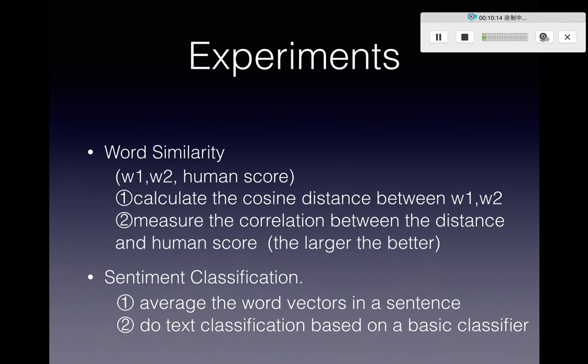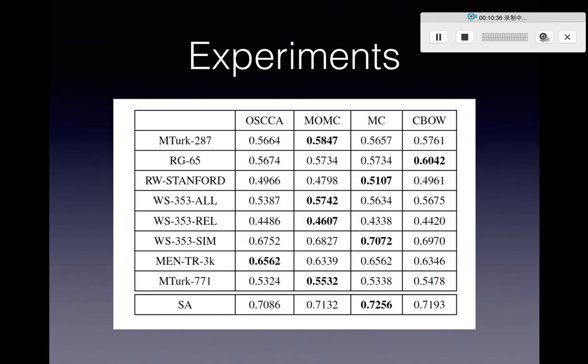The second experiment is sentiment classification. The first step is to average the word vectors in a sentence. The next step is to use some classifiers to do text classification based on the average of the word vectors. The results of the experiments are in the following tables. As we can see, our new models MOMC and MC get the best performance on most of the datasets.